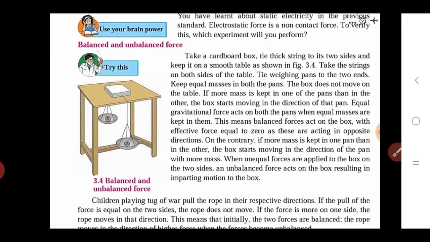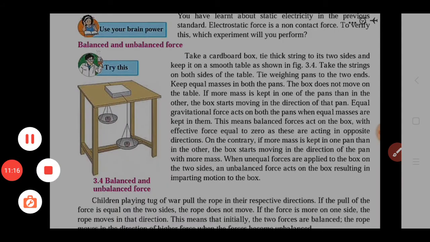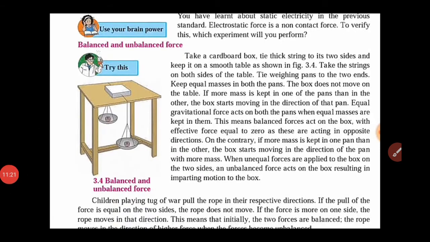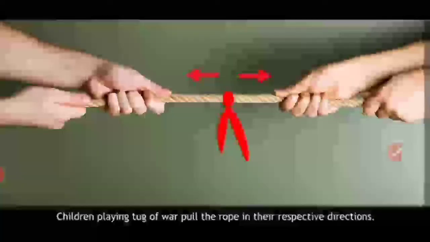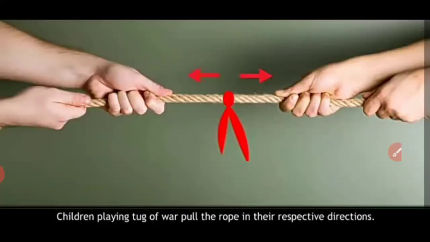Children playing tug of war is another example, where they pull the rope in their respective directions. By seeing this example, we can also see how balanced and unbalanced forces work. So here we see the second example with the help of these images. Children playing tug of war pull the rope in their respective directions.